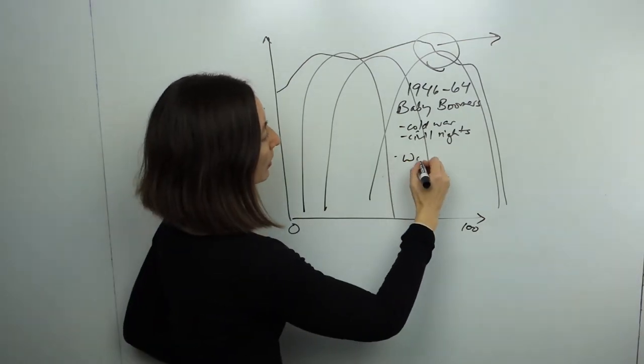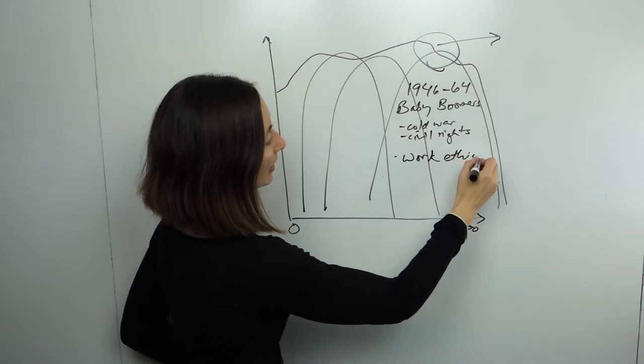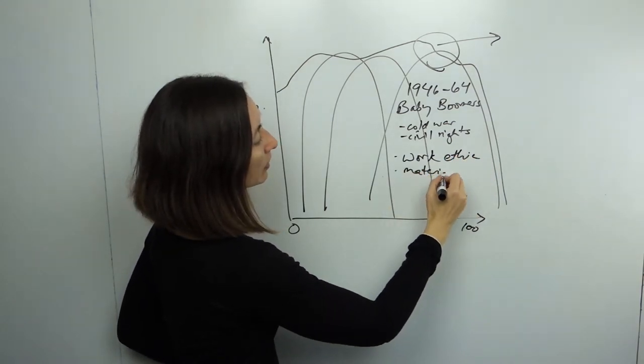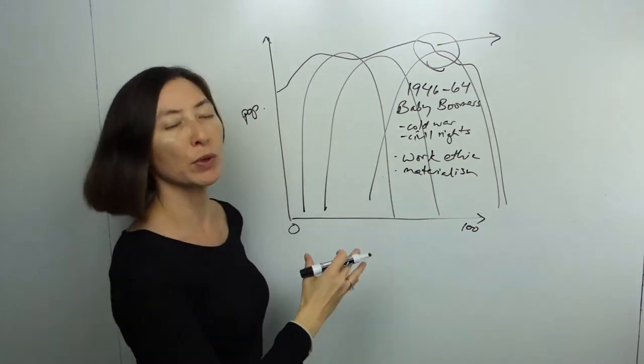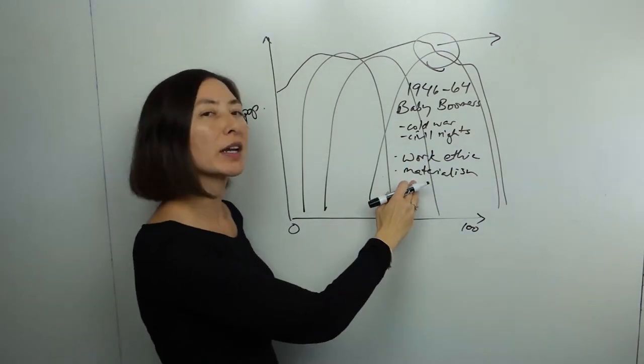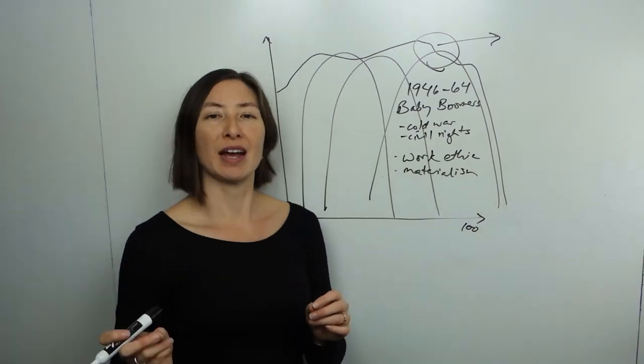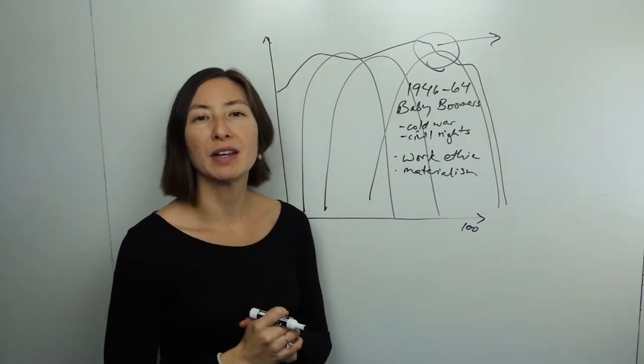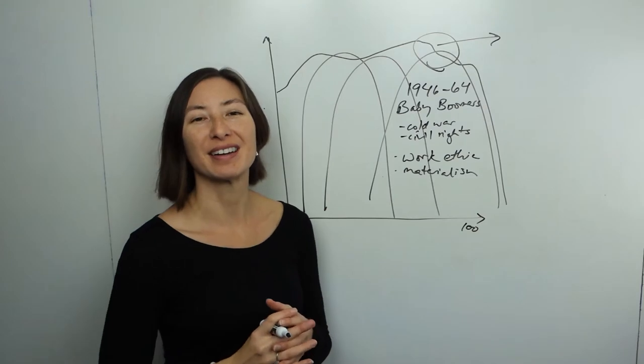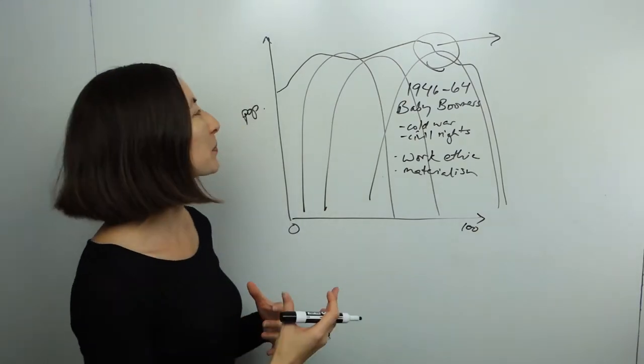And within that, you might realize they have a very strong work ethic. Often a sense of materialism is associated with boomers. And realize the words you pick will reflect whether you're a member of that generation or if you're someone from outside that generation describing what you considered a trait or an attribute.